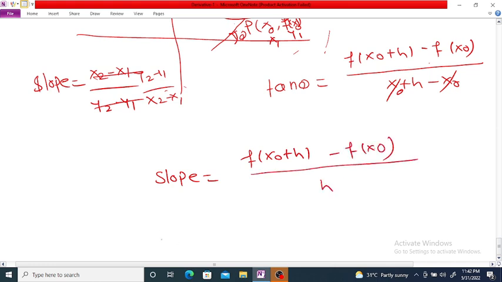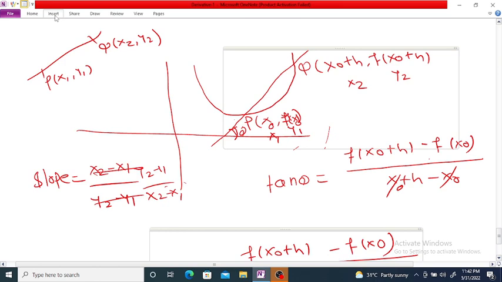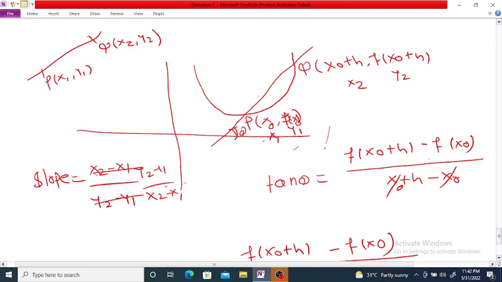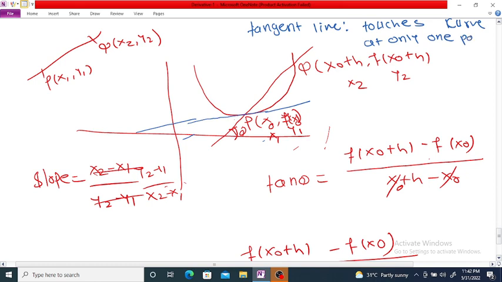Now as h tends to 0, if we take the limit, then this line becomes the tangent line at point P. So what is a tangent line? A tangent line touches the curve at only one point. So PQ is not a tangent line, it is a secant line.